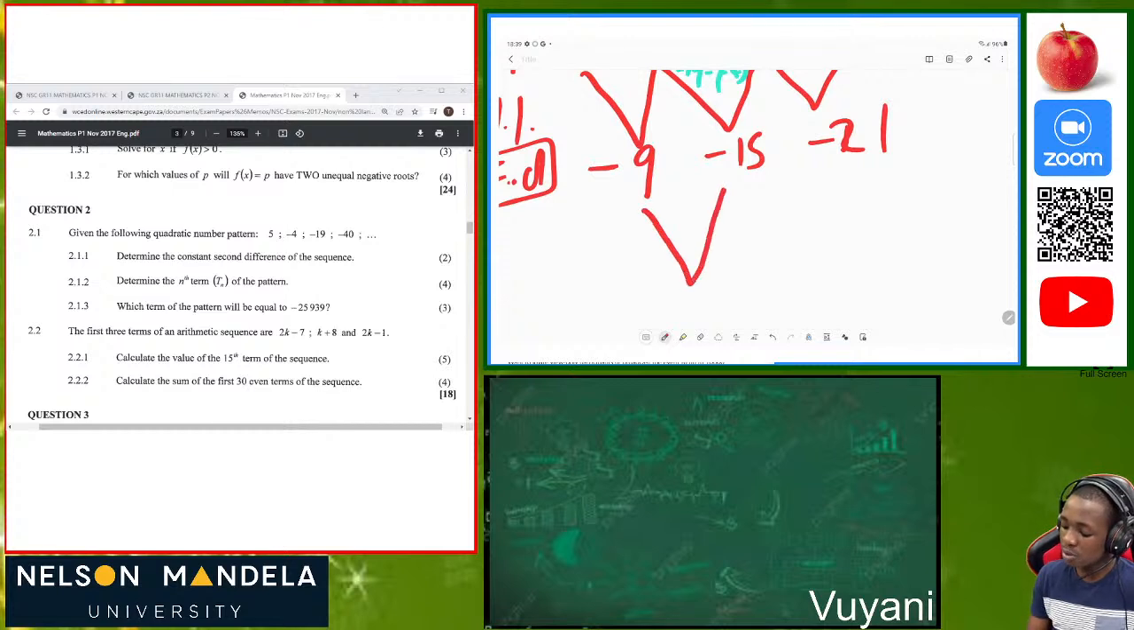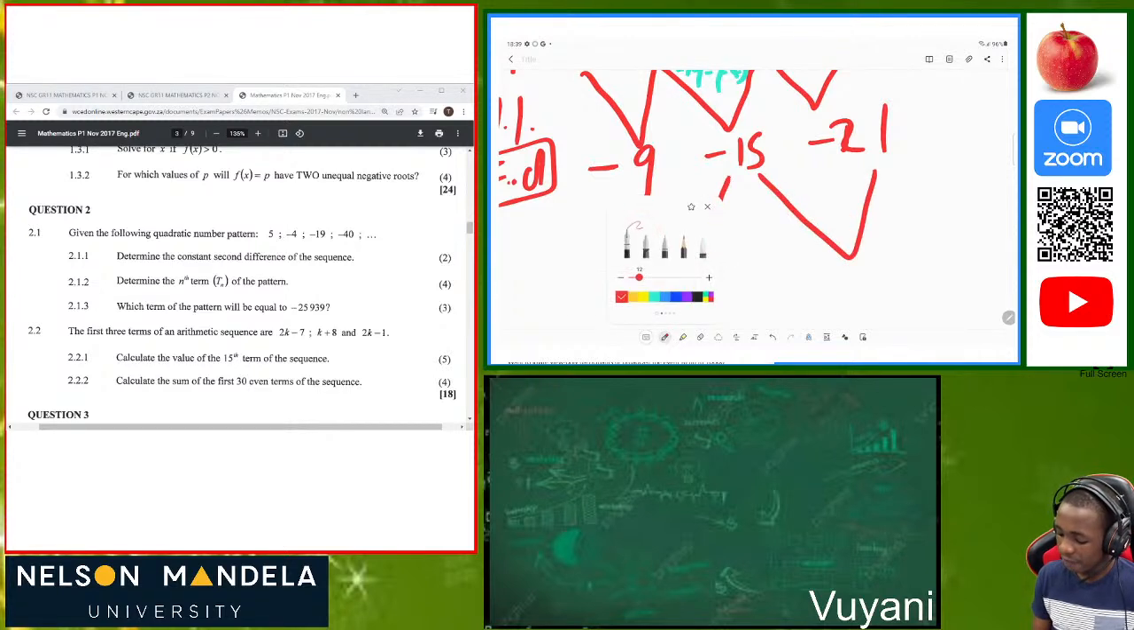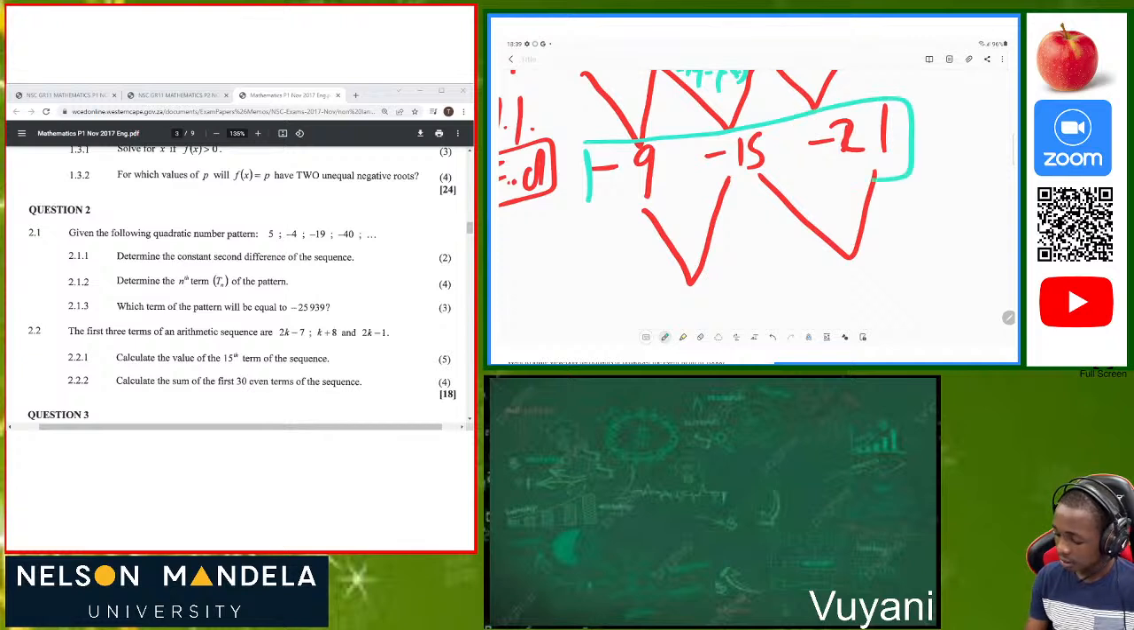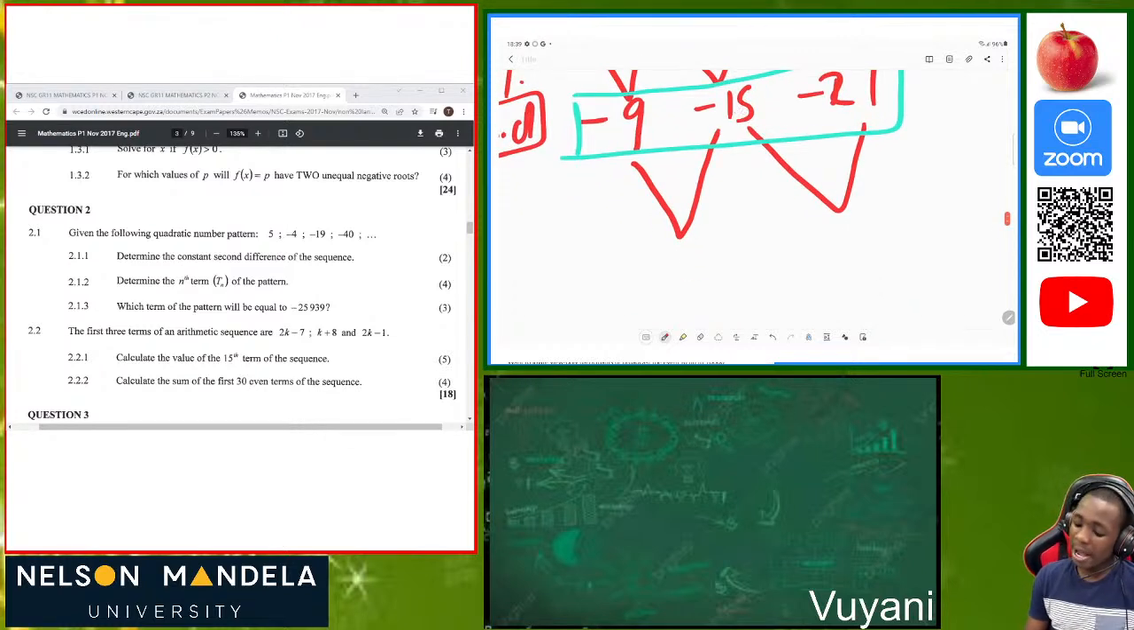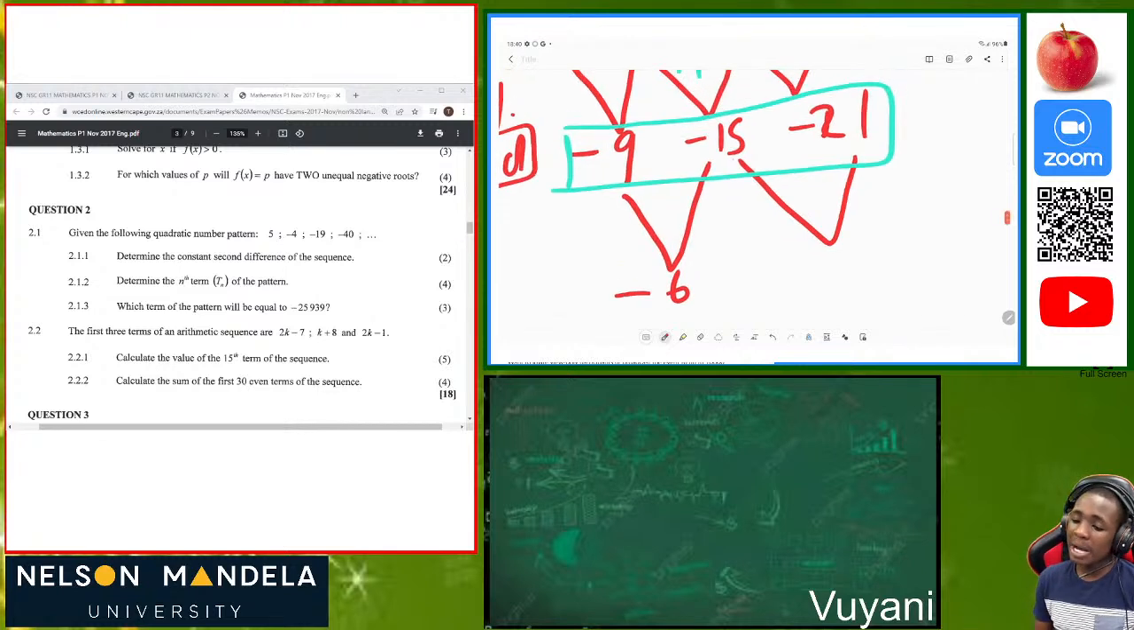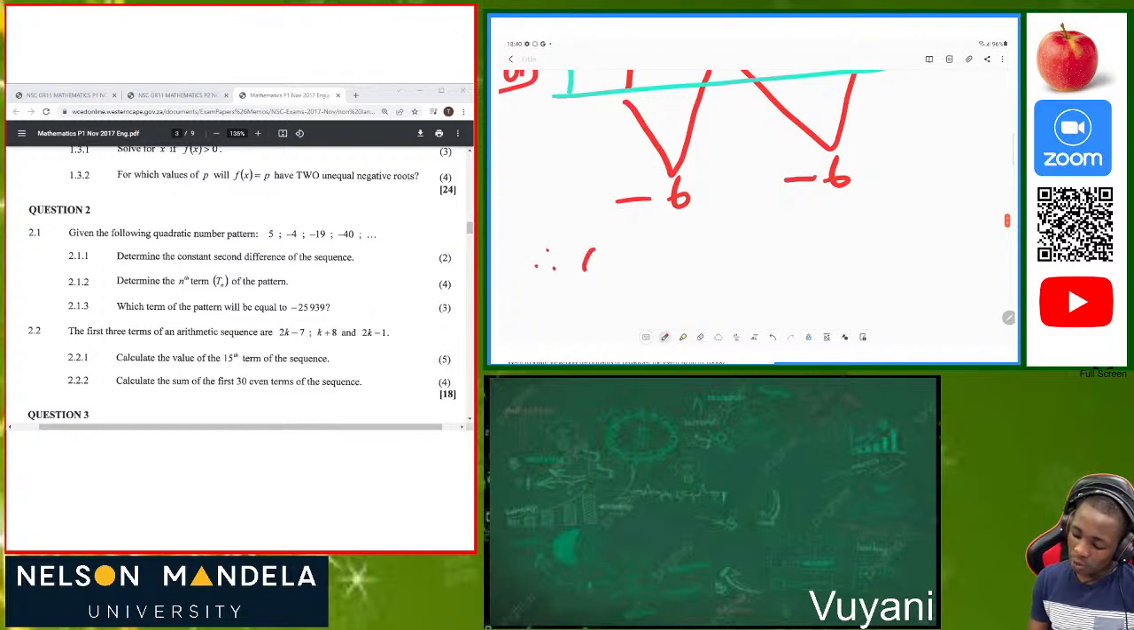So again, we do the same thing again. So this is our first difference. Now we want our second constant difference. In other words, our second difference must be constant, must be the same. So again, t2 minus t1. So -15 minus -9, which will give us -6. Then -21 minus -15, we got also -6. So therefore, we can conclude that our constant difference, illustrated by small letter d, is equal to -6.